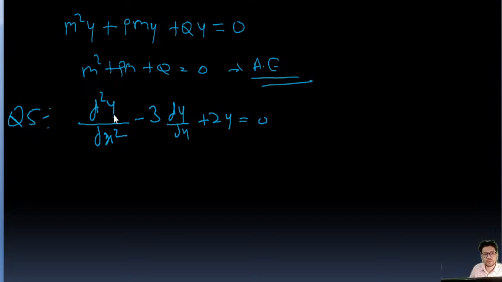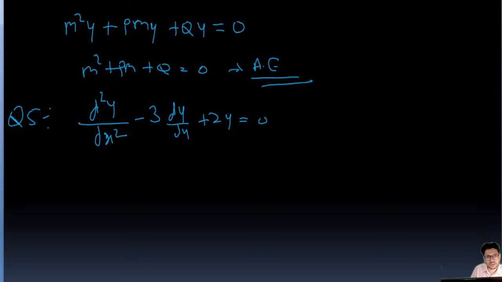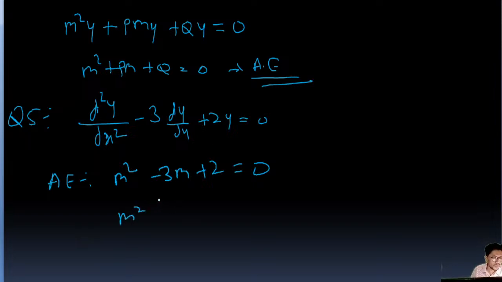You can see it's a linear differential equation of second order, homogeneous, because the right hand side is 0. So we will not write y equal to e to the power mx each time, we'll directly write the auxiliary equation: m square minus 3m plus 2 equal to 0. So we'll solve it. This is going to be m square. But before solving, I need to tell you something.